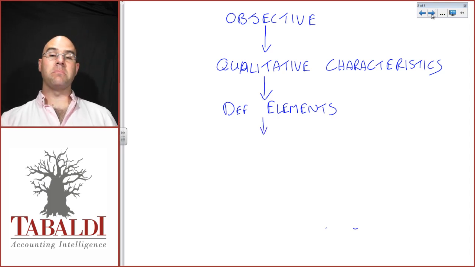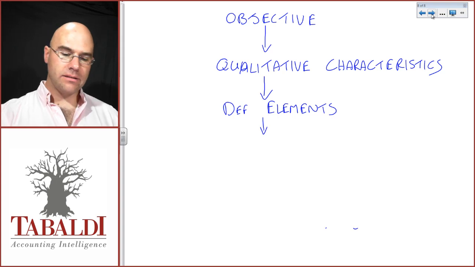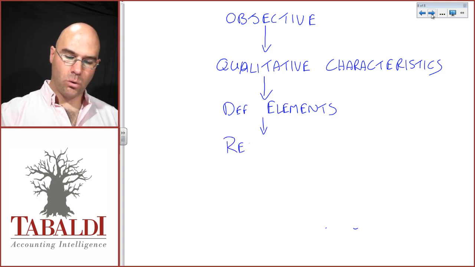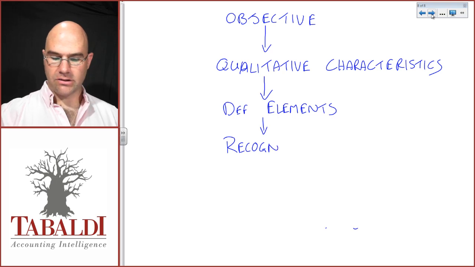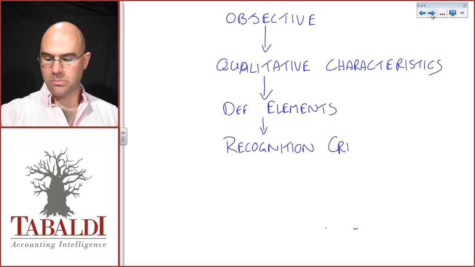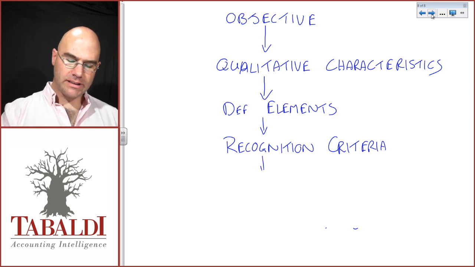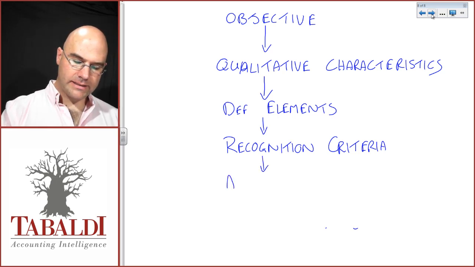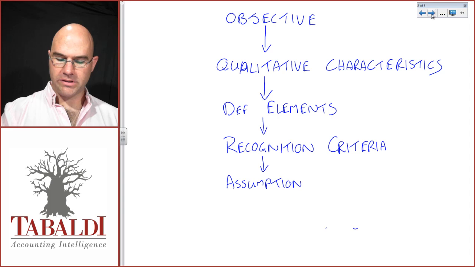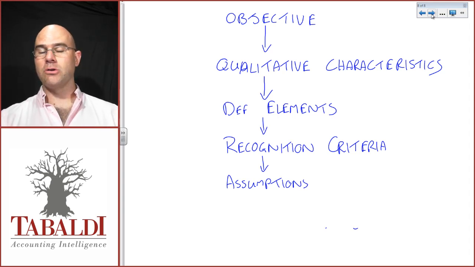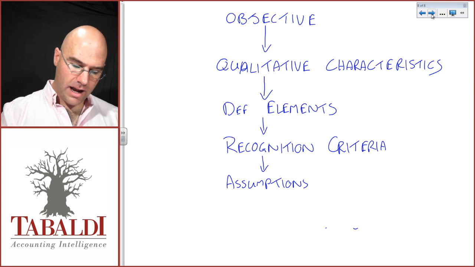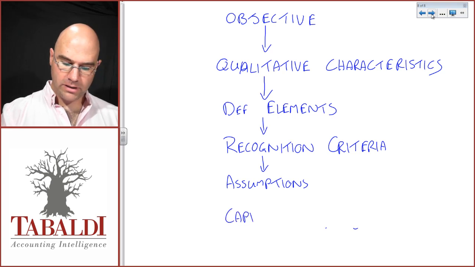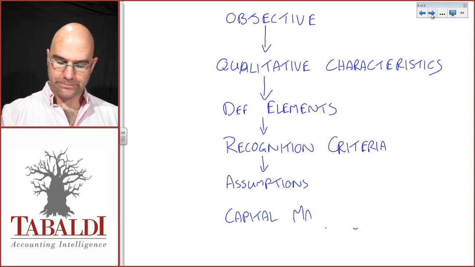Now, if something meets the definition of an asset, it still needs to meet the recognition criteria in order to be recognized in the financial statements. So the next part of the discussion would be focused on what are the recognition criteria, and we also discuss the underlying assumptions for general purpose financial reporting. That's going to be your accrual basis of accounting and your going concern concept. And the last item to discuss is your concept of capital maintenance.